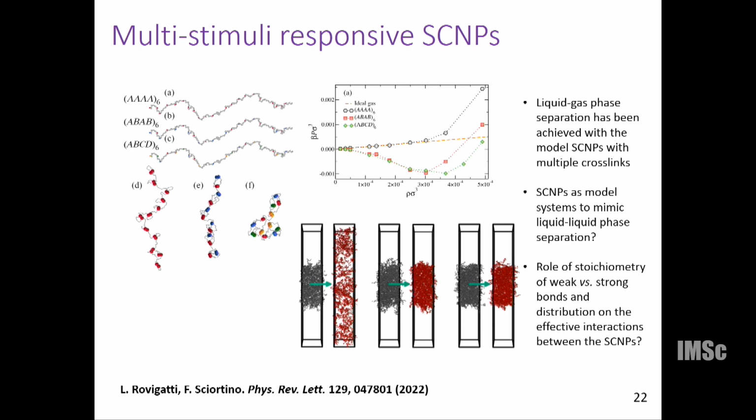I have told you the results for dual cross-linking, but you can have multi cross-linking also. This is also like a model system for multi-stimuli responsive systems. Imagine a protein where you have different interactions sitting in. That can also be modeled using this single chain nanoparticle system.